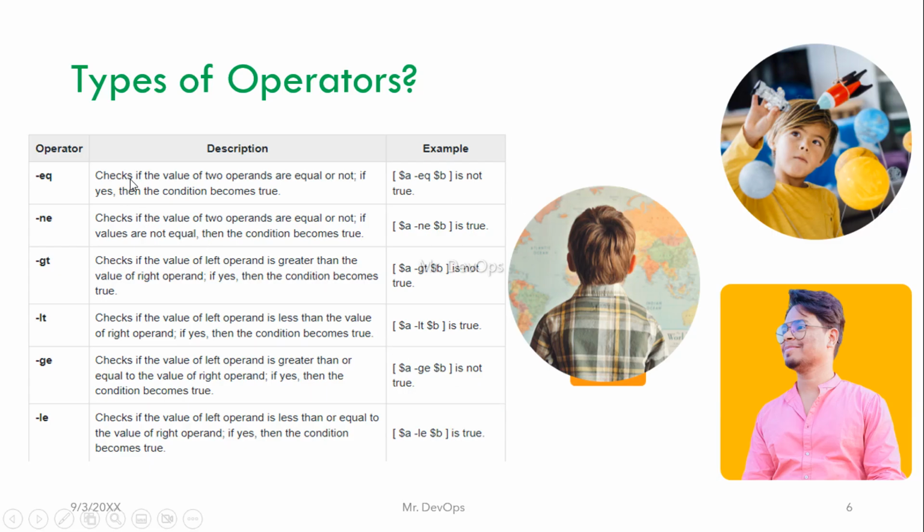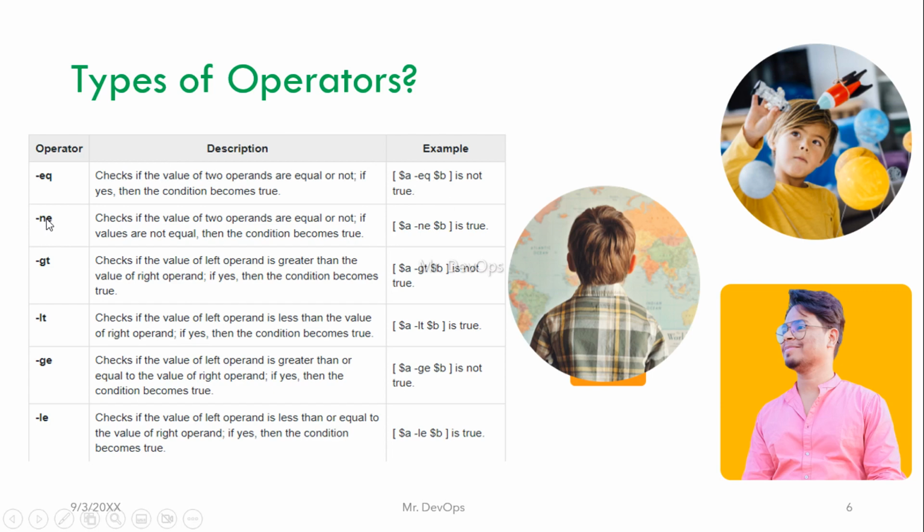So see, there are various types of operators, like this is the equals to operator. You can check, this is a simple example, like if a is equals to b or not. So all these operators return only a true or false value. On the basis of that your condition works, right?